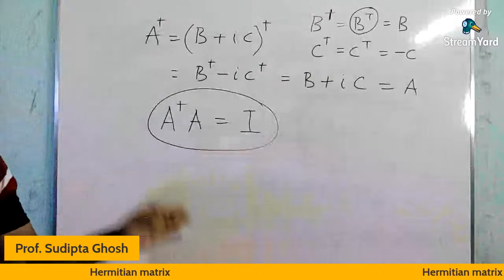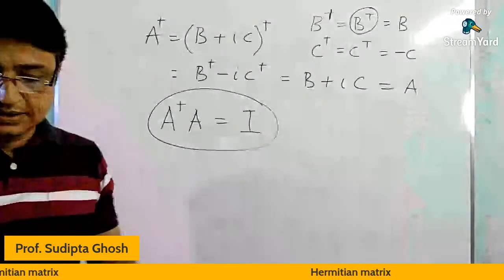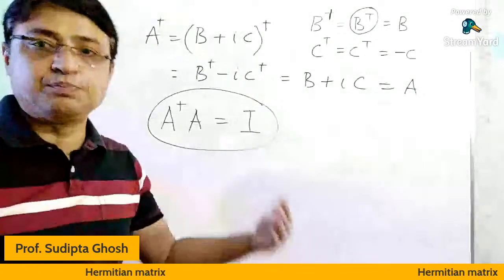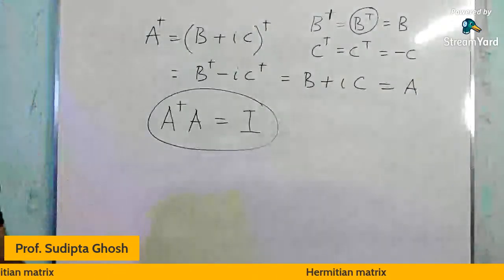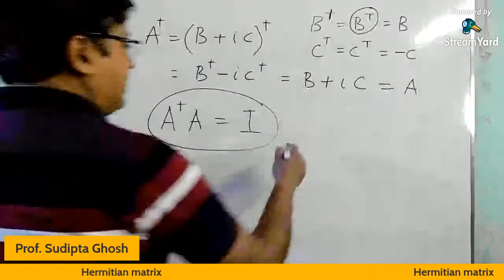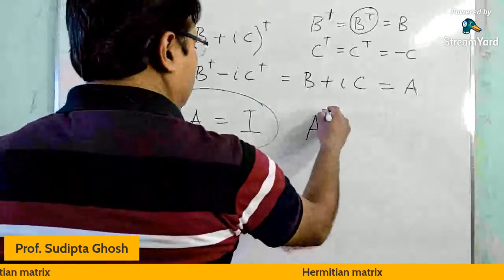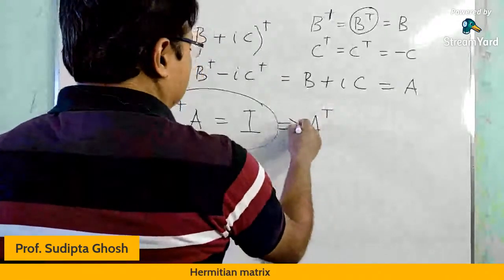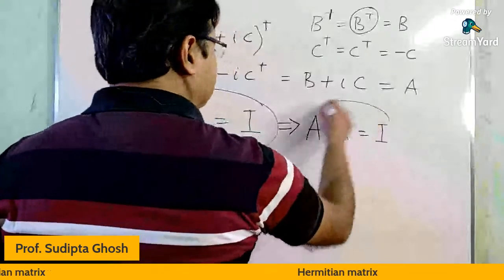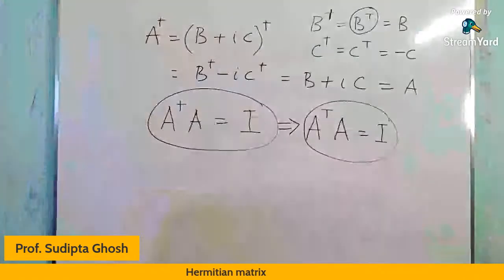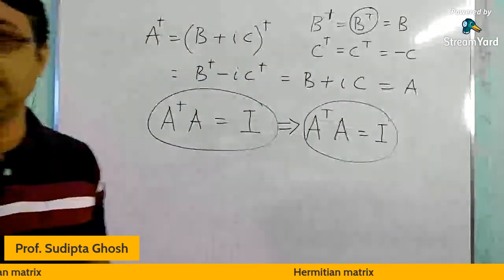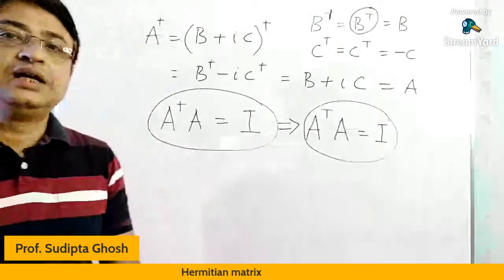If the matrix A is real, then the matrix will be unitary if A transpose A equals I. So for a real matrix to be unitary, it will be of this form, which gives us A transpose A equals I. So this is for any real matrix to be unitary, and this is for a complex matrix to be unitary. So this is the unitary matrix.